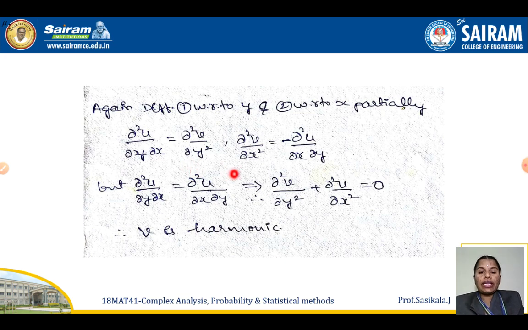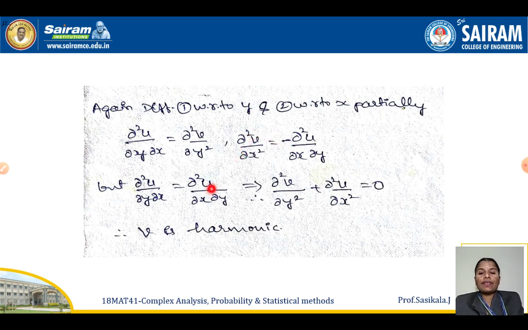And then the second equation with respect to x. What is that? ∂²v/∂x² is equal to minus ∂²u/∂x∂y. Okay. But now again, by the definition, what is that? ∂²u/∂y∂x should be equal to ∂²u/∂x∂y. This minus is to be taken to the left side.